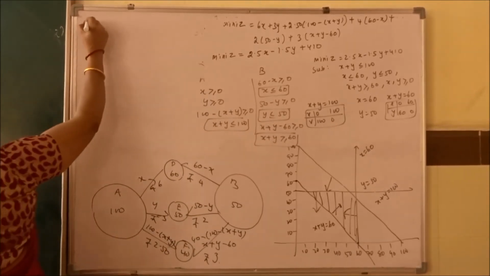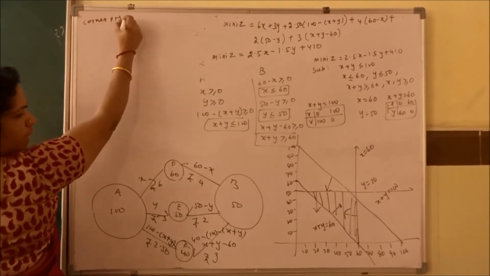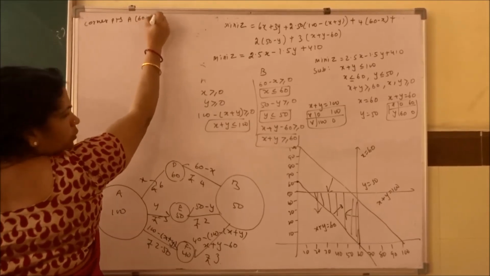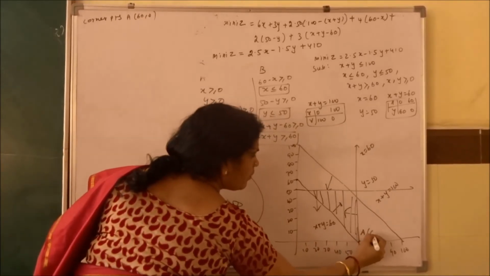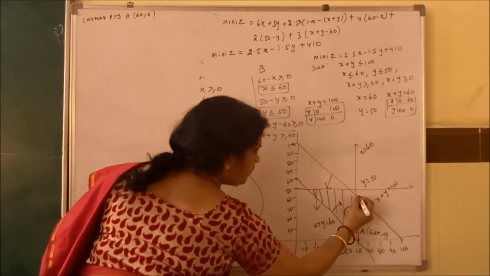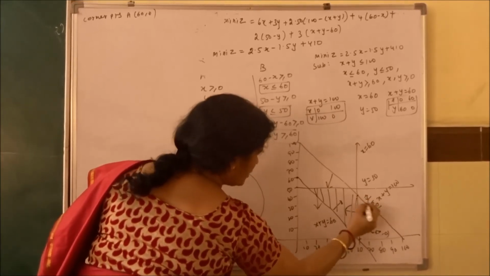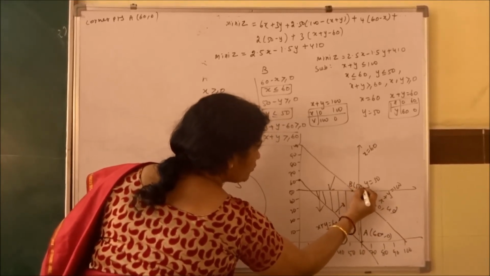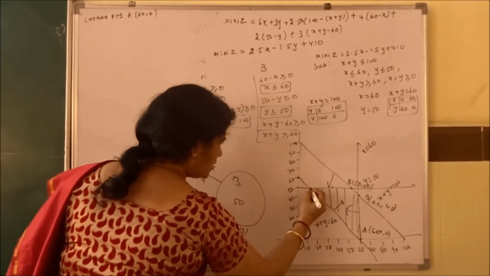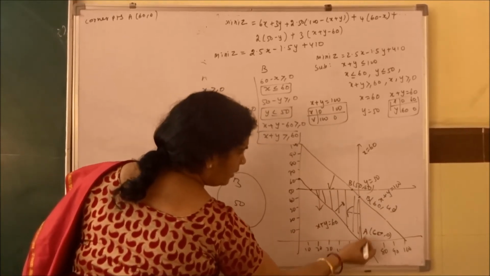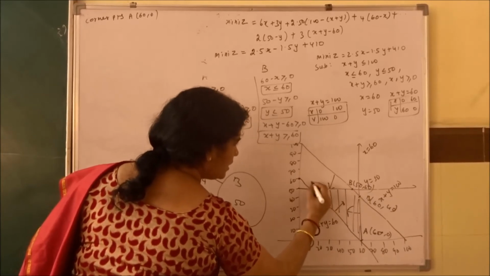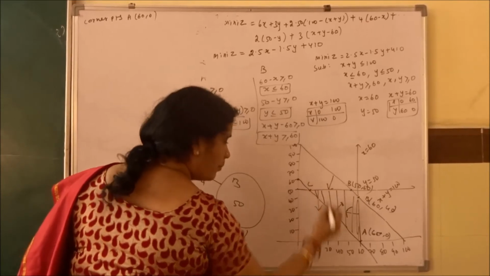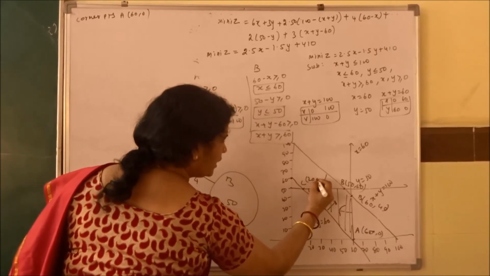Now the corner points are what we have. That is A point 60, 0. And then B point 60 comma 40, and then C point 50, 50. You have to check it once again, I'm not sure. Now this is A, this is B, this is C. What I am getting, according to me, 20, 50, clear, but you have to check it yourself. I am getting 20, 50.